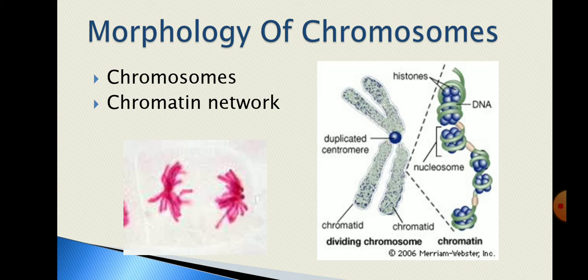Morphology of the chromosome. In a cell which is not dividing, we can see the chromosomes in the form of a very fine network, and that is termed as the chromatin network, and that happens during interphase. When cell division starts, mitosis or meiosis, we find that the chromatin network condenses, becomes short and thick, and becomes visible in the form of structures known as chromosomes.